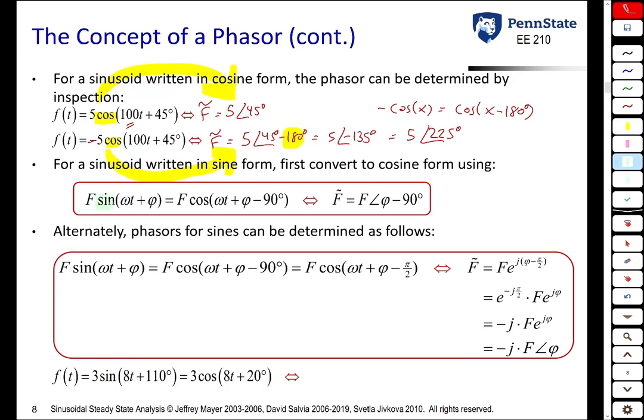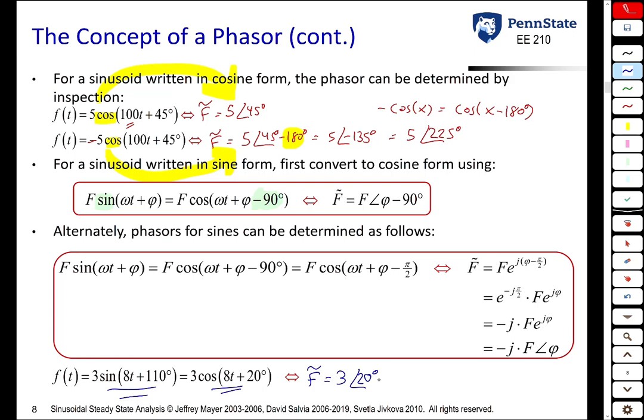There are two ways to handle sines. The first way is to recognize the fact that sine of x is just cosine of x minus 90 degrees. So if your time domain function is written in sine form rather than cosine form, all that you need to do is subtract 90 degrees from the phase angle before you create the phasor. So for example, if f of t is 3 sine at plus 110 degrees, that's the same as 3 cosine at plus 20 degrees, so the phasor F is 3 at an angle of 20 degrees.